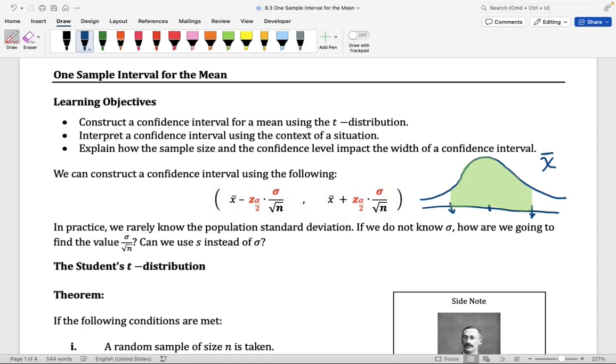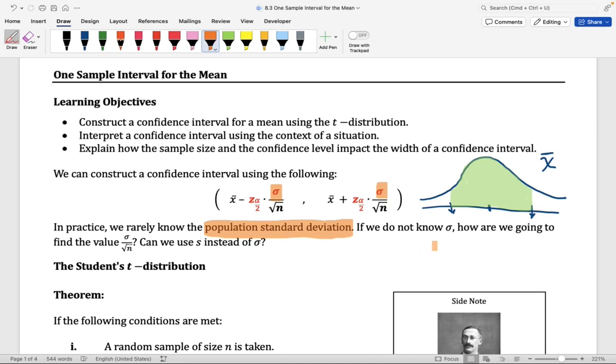Now here's the problem. In practice, we rarely know the population standard deviation. Notice that this formula is going to require you to know sigma, which is the population standard deviation. Think about it. We're using a confidence interval to estimate mu, the mean of the population. So we don't know what the mean of the population is. If we don't know the mean of the population, we're likely not going to know the population standard deviation. Okay, so that is the problem that we're running into.